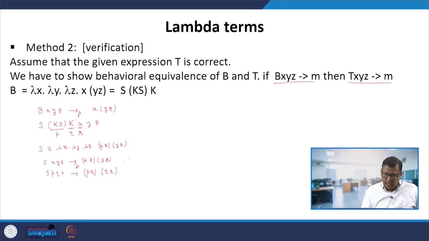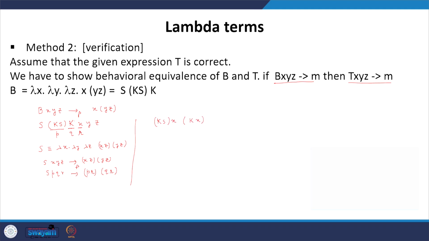Now, what is PR, QR? PR is KSX and QR is KX. So, this is our first job. We are going to do KSX and KS. KSX, K is lambda x, lambda y dot x. So, KS will be equal to lambda y dot S. Then KSX is equal to lambda y dot S of x.